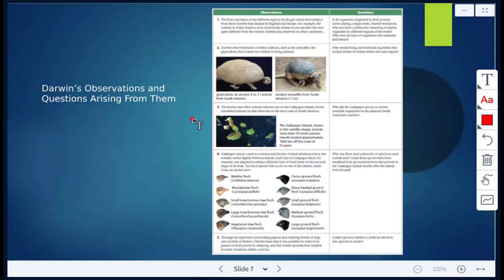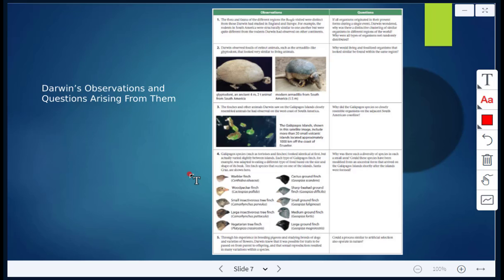Next, finches, which are birds, and other animals he saw on the Galapagos Islands closely resembled animals he'd observed on the west coast of South America. And so the question was, why did the Galapagos species so closely resemble organisms on the adjacent South American coastline?